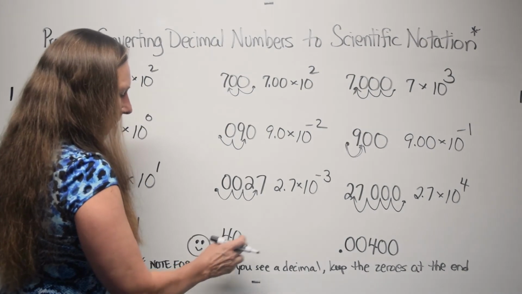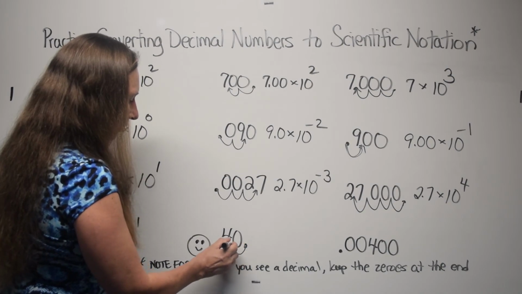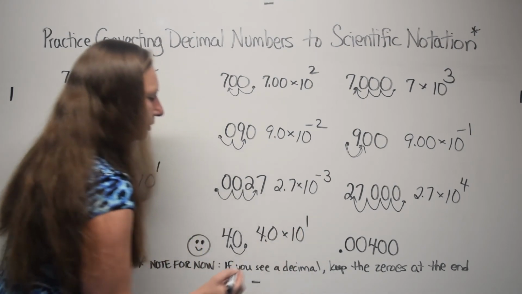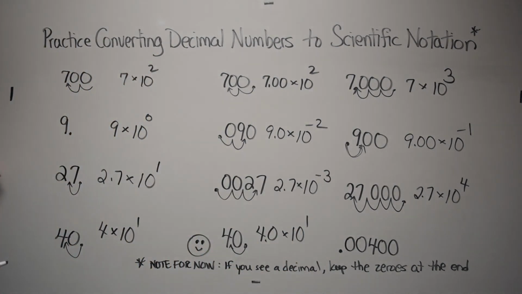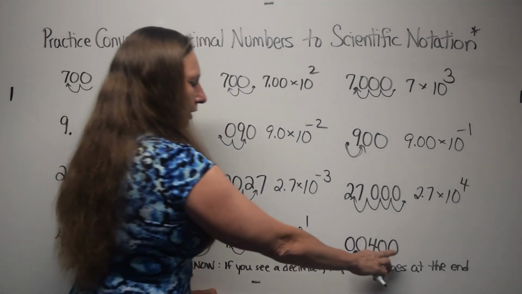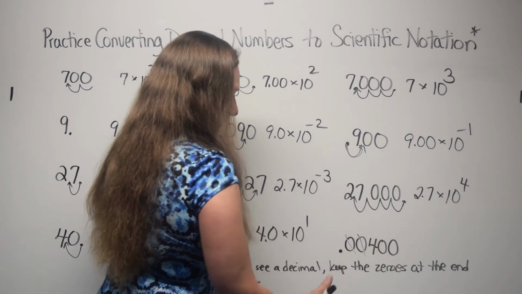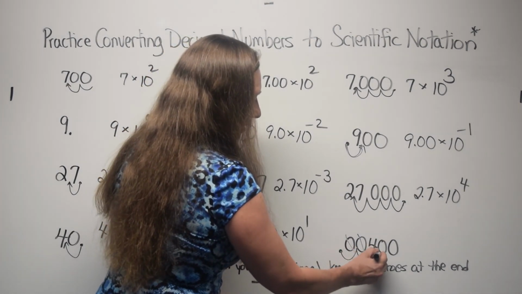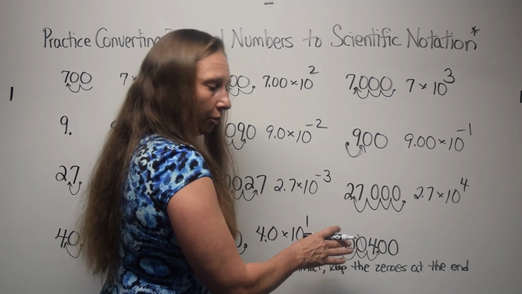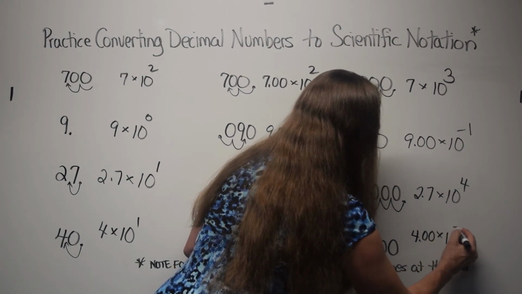All right, here I see a decimal, so I'm going to keep this 0 at the end. I jump once. So this is going to be 4, keep the 0, 1 positive jump. Okay? And finally, over here, I see a decimal. I'm going to keep the zeros at the end. Not these zeros, the zeros at the end. So I'm going to jump 1, 2, 3 times. 3 jumps. The number is less than 1, so it's a negative exponent, negative 3. So this is going to be 4.00 times 10 to the negative 3.